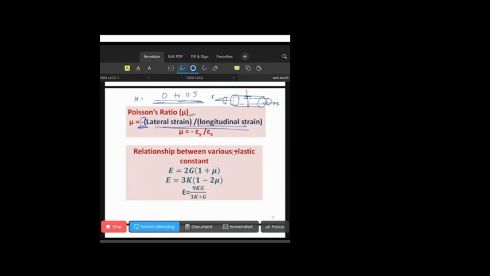I will directly let you know the material. For engineering materials, your mu will vary from 0 to 0.5. Now, for cork, mu will be equal to 0. For rubber, your mu will be equal to 0.5. So please keep a note of this. And for mild steel or any other engineering material, it will vary from 0.25 to 0.35.